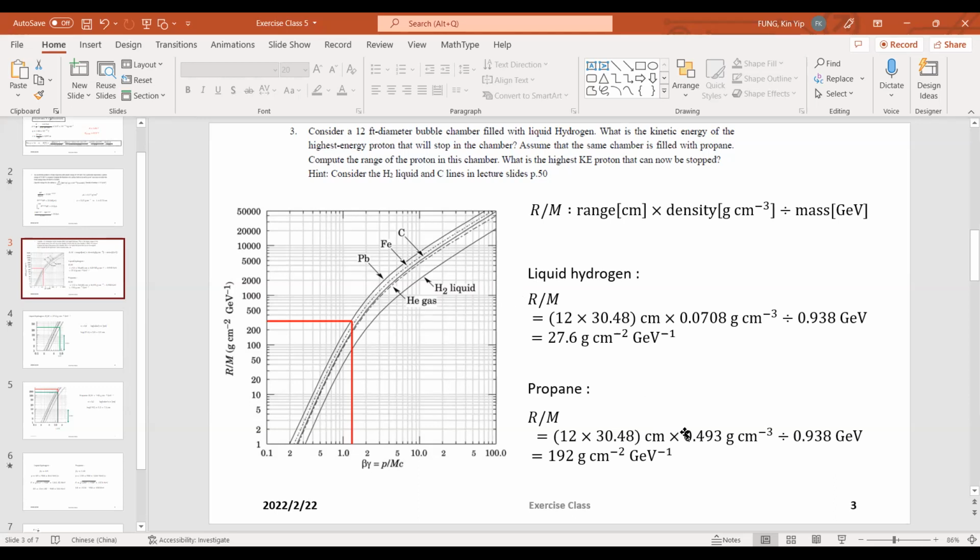Then you can just change the density here. No, what I'm saying is that if you don't use propane, if you use another gas, then you just change the density here. But the main atom is still carbon. But propane is C3H8, I think. There are 3 carbons in each propane molecule. So even if it is carbon, it would be 3 carbons, not 1 carbon.